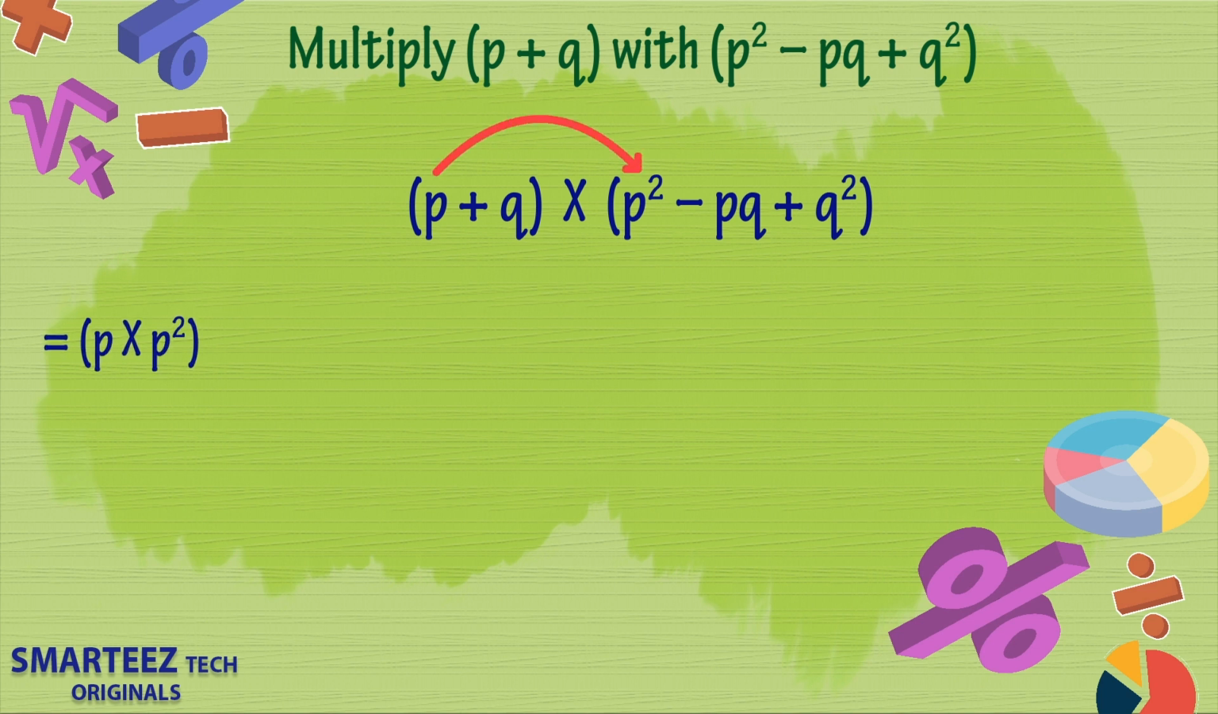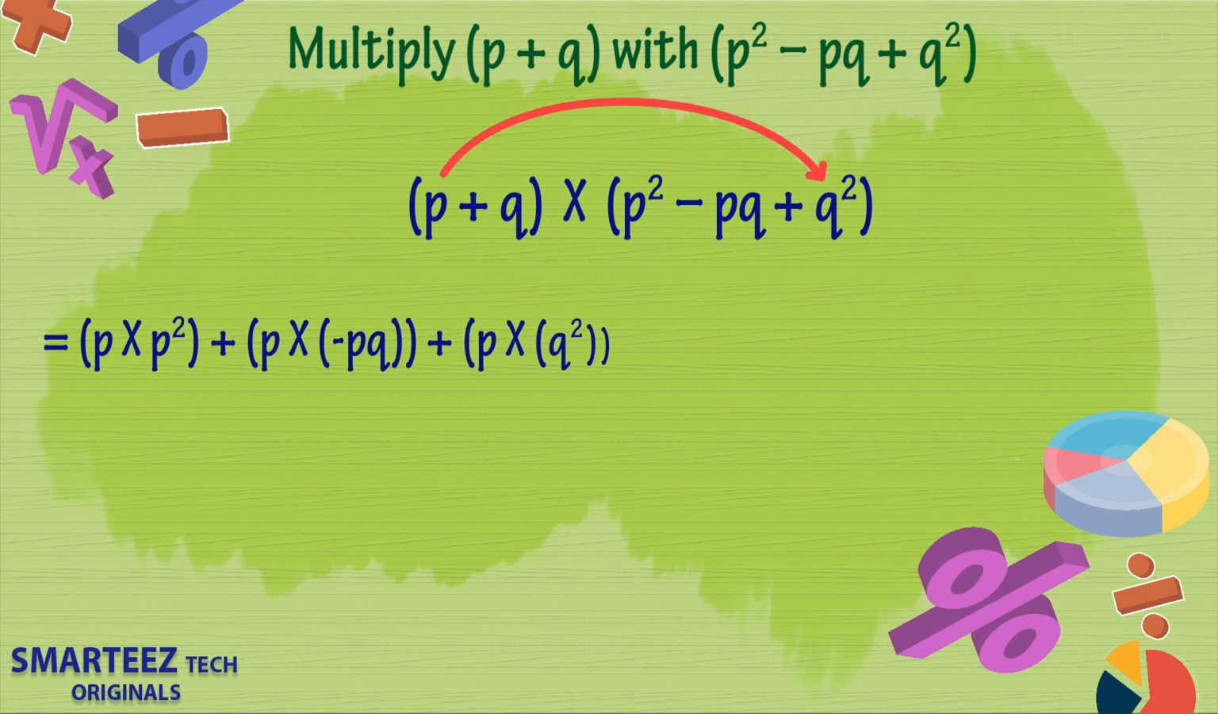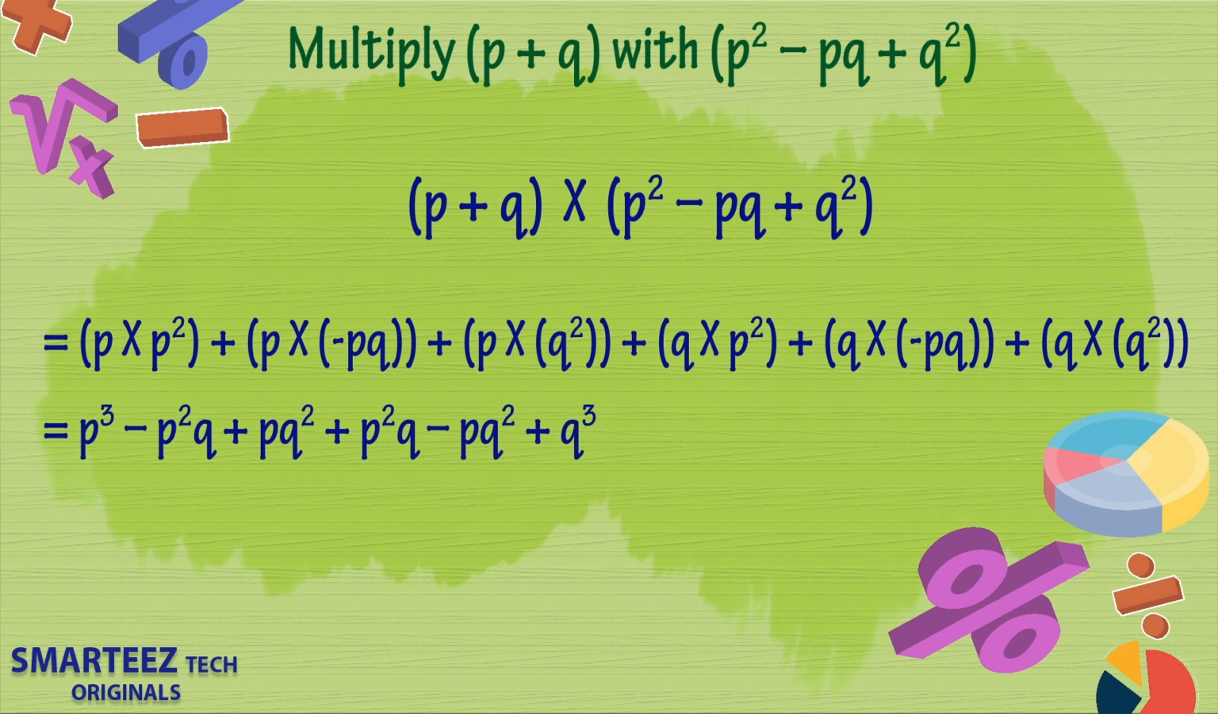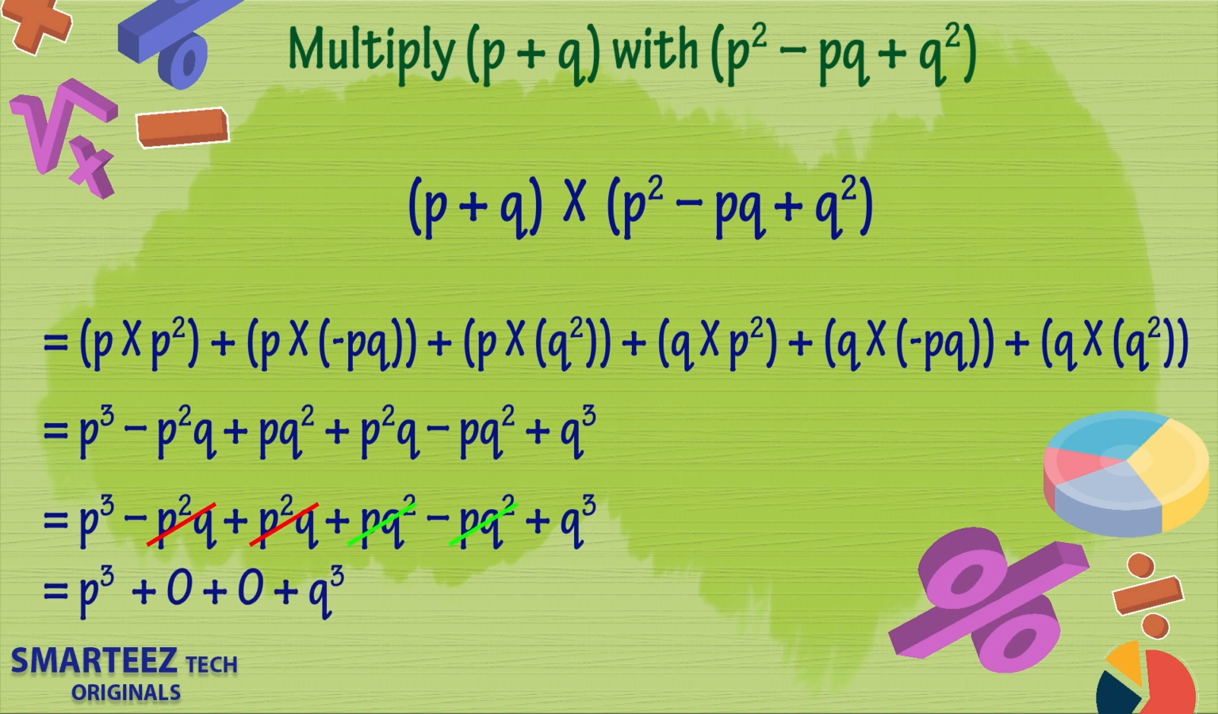That's p times p squared plus p times negative pq plus p times q squared plus q times p squared plus q times negative pq plus q times q squared, which equals p cubed minus p squared q plus pq squared plus p squared q minus pq squared plus q cubed. Writing the like terms together, we get p cubed minus p squared q plus p squared q plus pq squared minus pq squared plus q cubed. Simplifying, we get p cubed plus 0 plus q cubed, which equals p cubed plus q cubed.